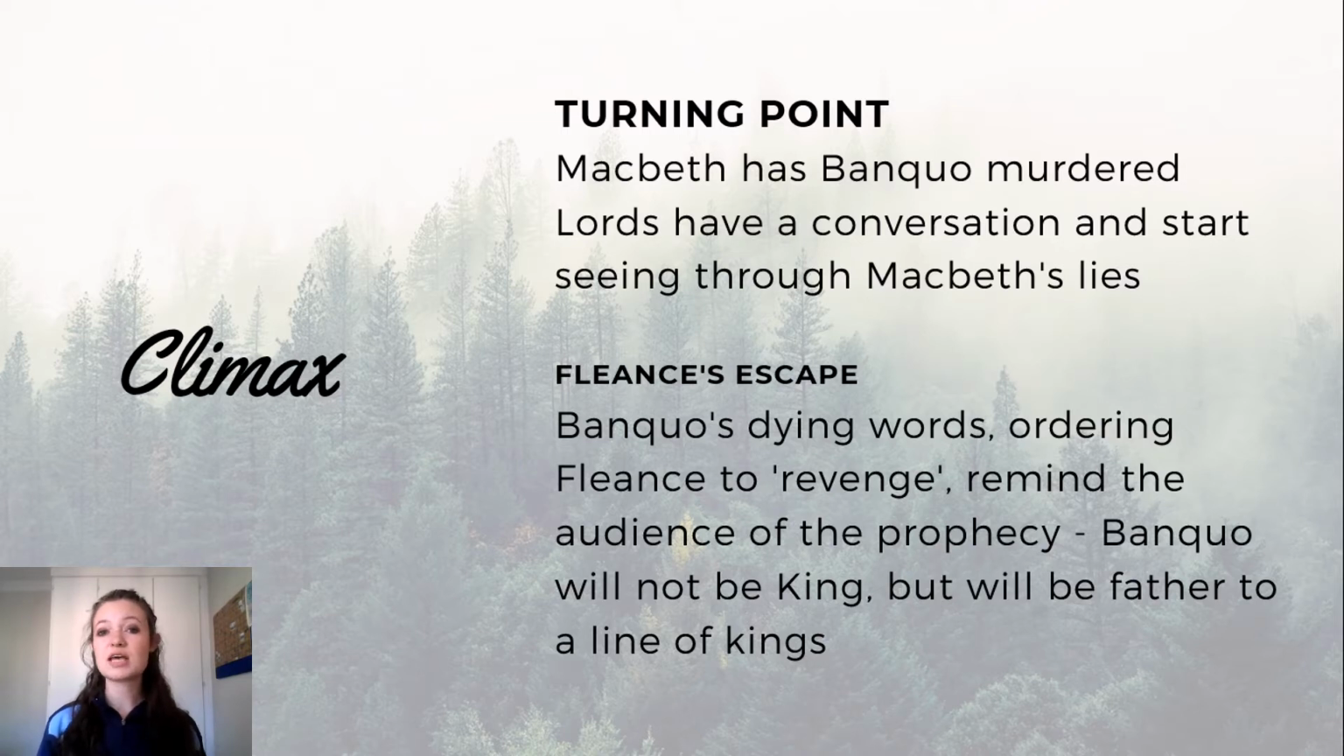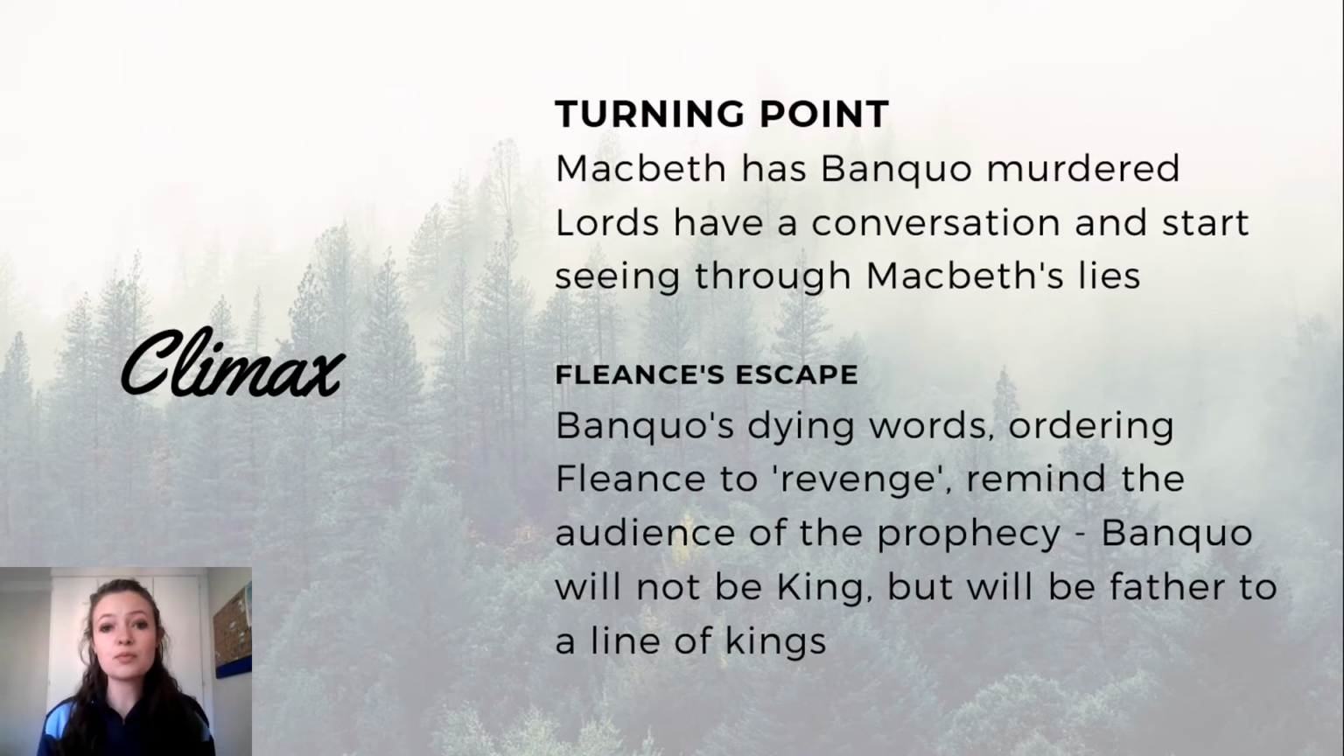And the lords have a conversation where they start to see through Macbeth's lies. Fleance's escape is also a major part of this climax because Banquo's dying words ordering Fleance to get revenge for this killing remind the audience of the prophecy that Banquo will not be king, and we see that now because he's been killed, he is the father of a line of kings. His children will be kings, and Fleance escapes. He does not die. And so it is a turning point.